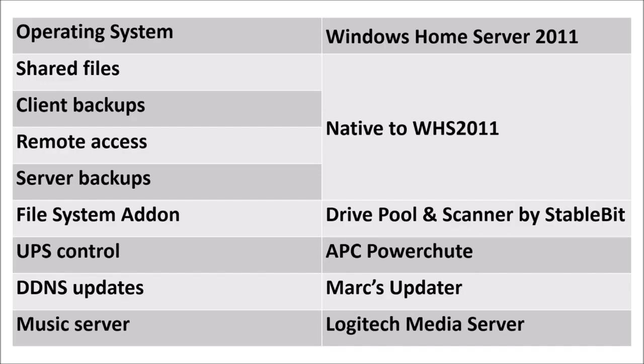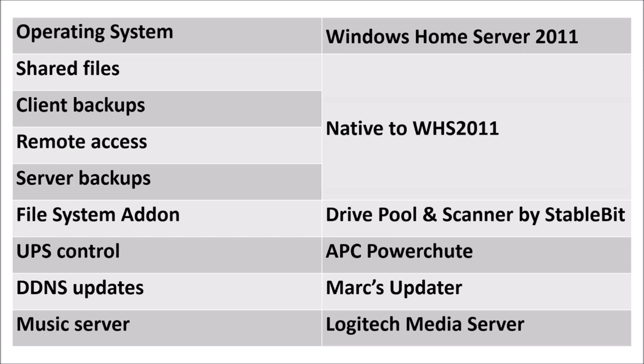I had a program called Mark's Updater that ran on it that provided dynamic DNS, which would keep track of an address that I could use to access my home server, even though I have a dynamic IP address from my ISP, which is now Comcast, but was Verizon. And finally, because it was a Windows system, I was able to run Logitech Media Server, which served music files to various Squeezebox radios that I have around the home.